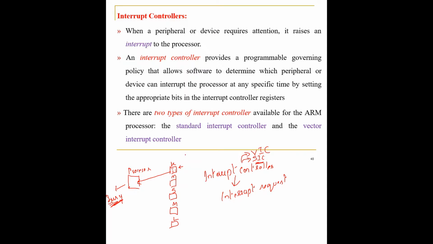Vector interrupt controller, what it is going to do is, let's say all the devices are raising interrupt requests. This one has priority 1, this is 2, this is 3, this is 4 and this is 5. Let us say 1 is the highest priority and 5 is the lowest priority. If all 5 devices raise the interrupt request at a time, the vector interrupt controller sends the interrupt request of the device with the highest priority to the processor first, gets it serviced, and then goes to the next priority request. That is what a vector interrupt is.